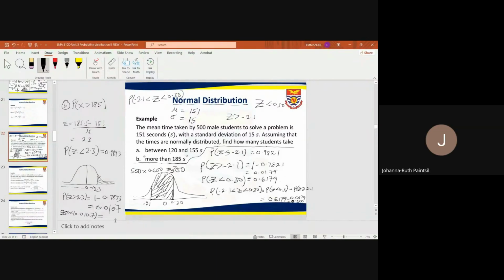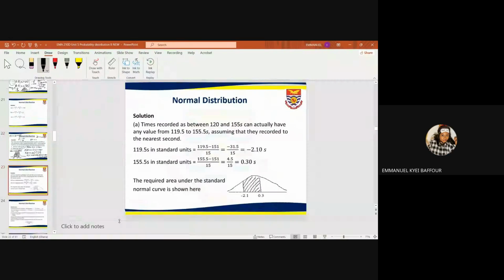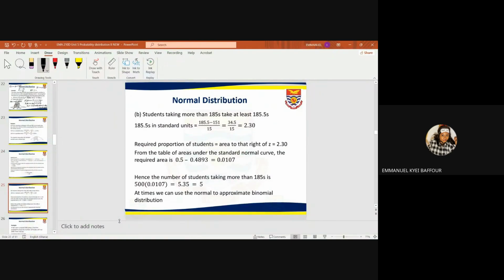5.35. So meaning it's approximately 5 students, right? Yes, sir. So that is it. So approximately 5 students will take that long to solve it.